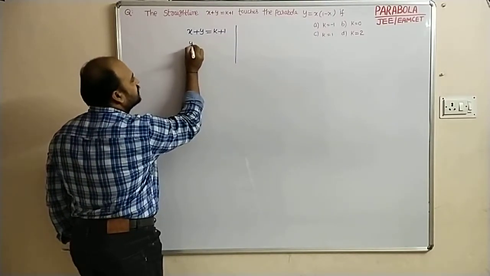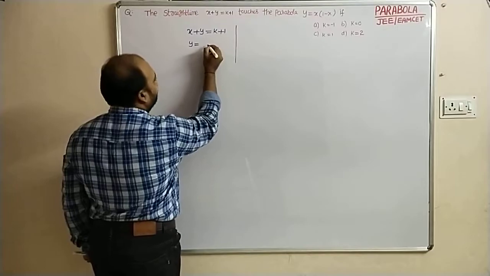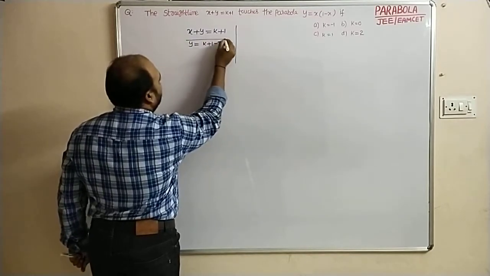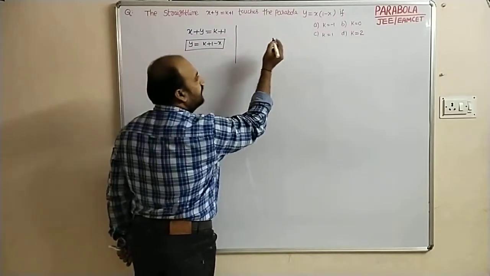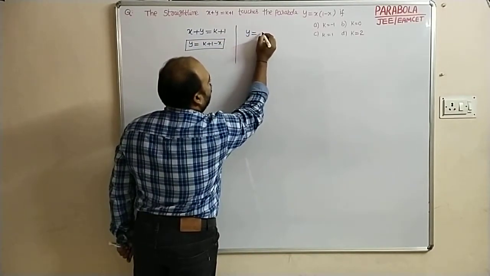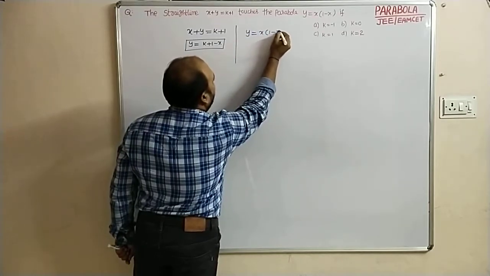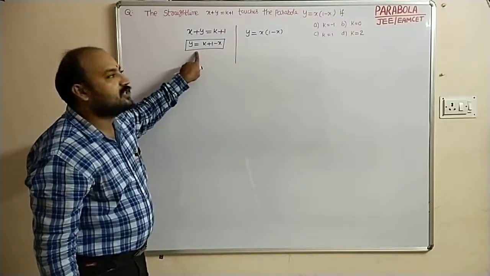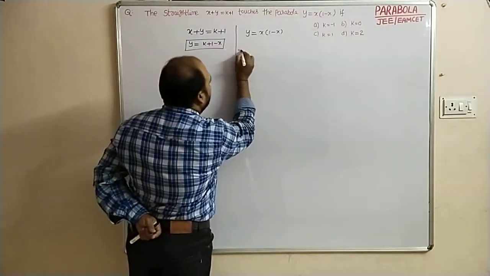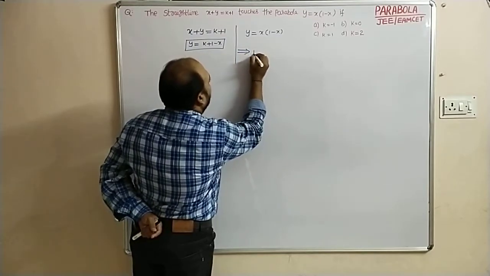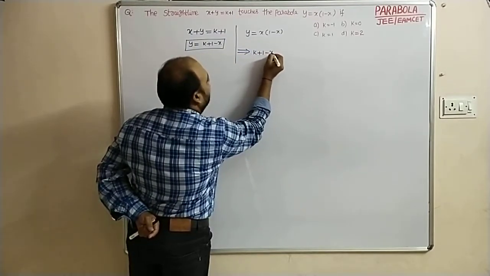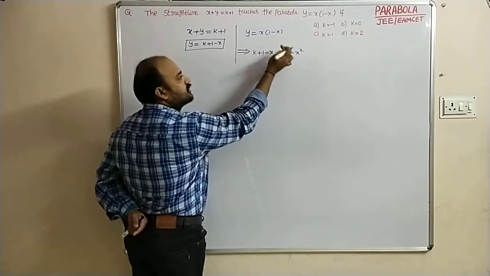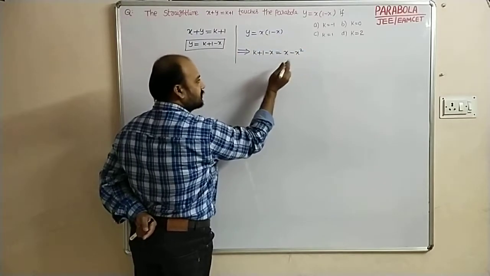From this, make y the subject: y equal to k plus 1 minus x, and the given parabola is y equal to x into 1 minus x. Wherever y is there in this, you have to replace it with this value. So we will get k plus 1 minus x equal to x minus x square, the actual multiplication of x into 1 minus x.